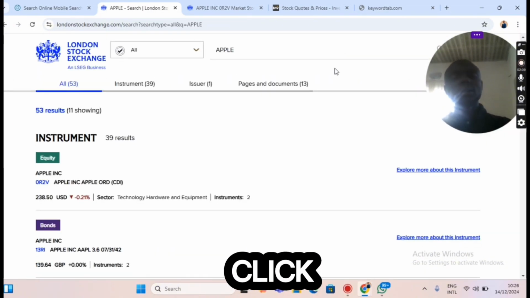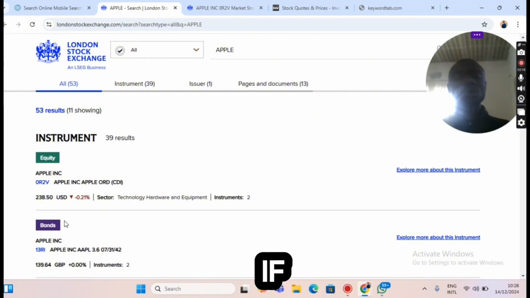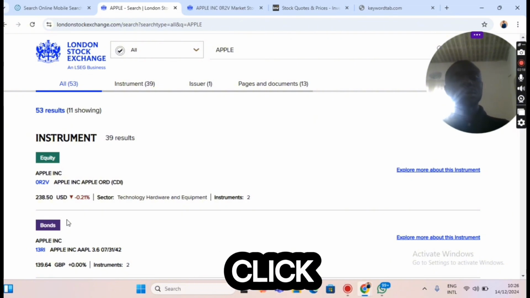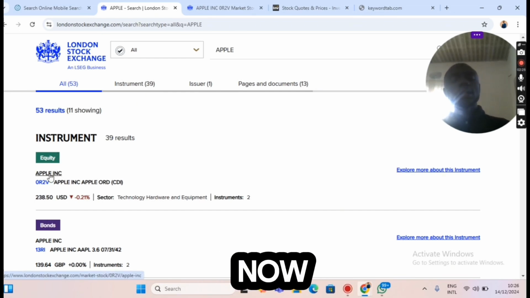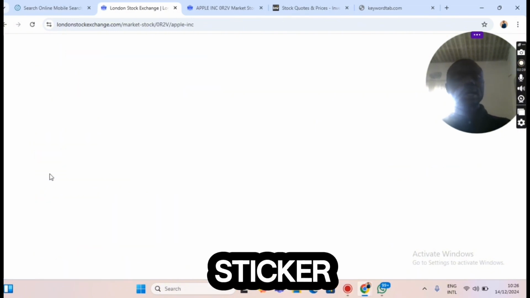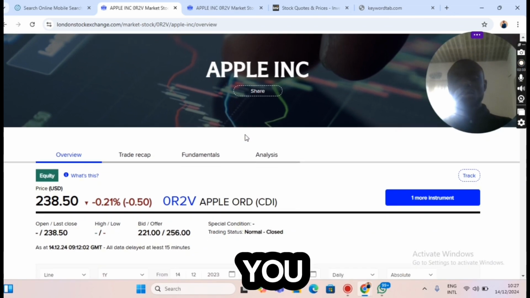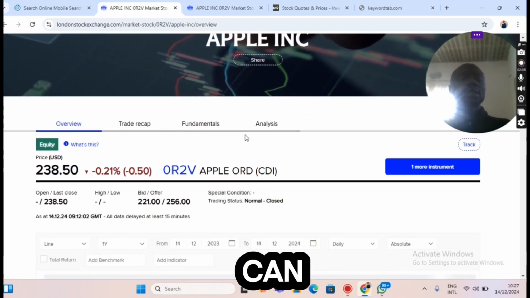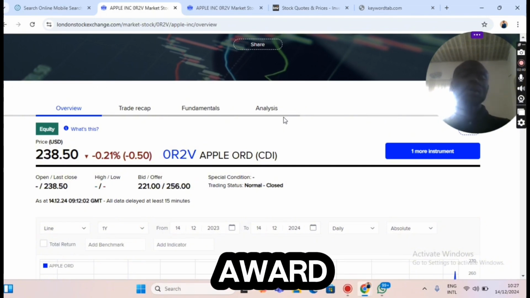Once you click on that, you can see you have Apple instruments, you have the equity, you have the bond. If you want to know more about their bond, you can click on bond, but today's video will be basically on equity. You click on Apple, this is the ticker, you click on it, then you can see the Apple page. Now you scroll down, you can see that you have overview, trade recap, fundamentals, and analysis.